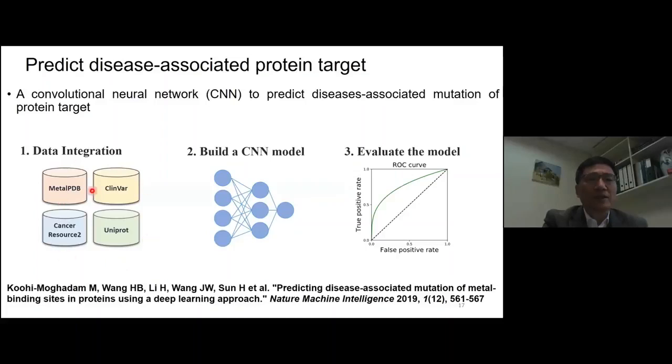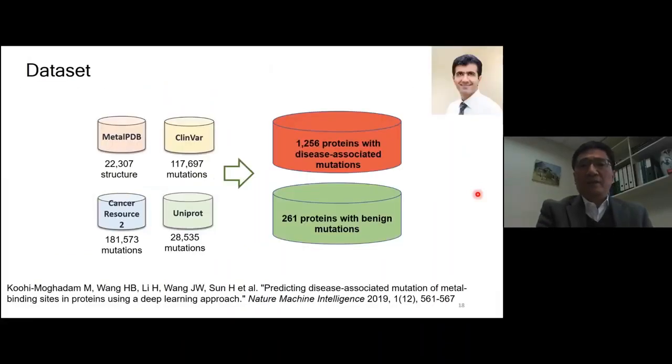And so we use a variety of data banks, as I showed you already. For data integration, not only the Protein Data Bank, we also use clinical data and cancer resources and so on. Then we build up this convolutional neural network model, and we can evaluate the model to make sure the model is good and useful. Mahmoud in the group built up this model.